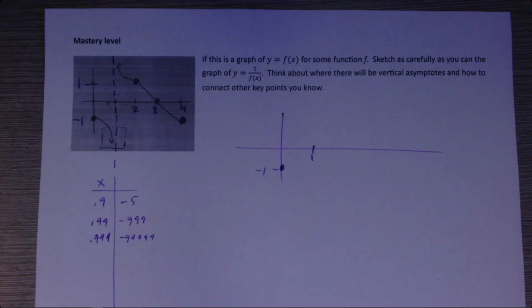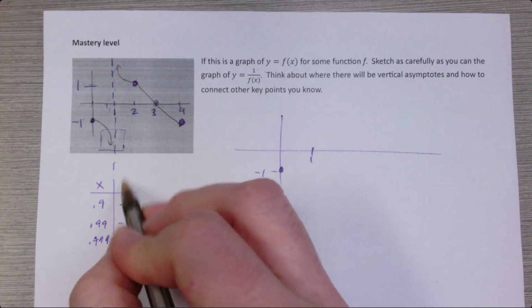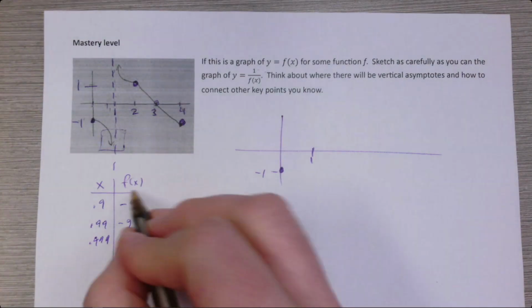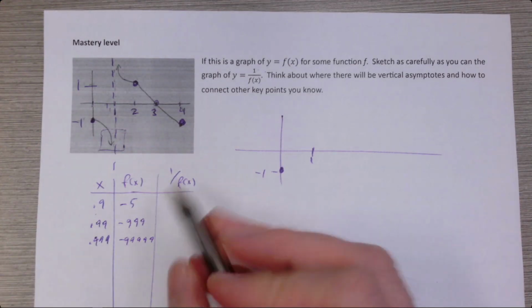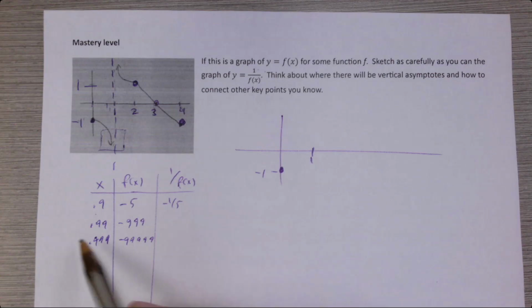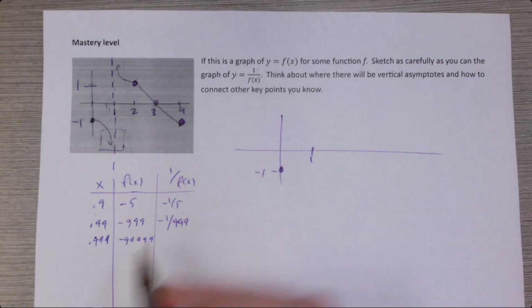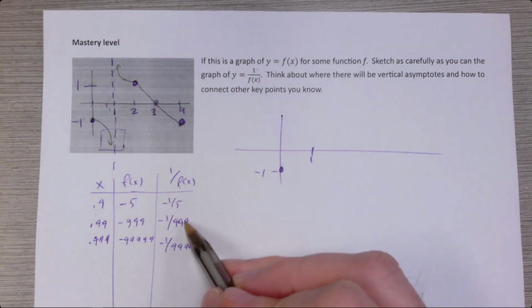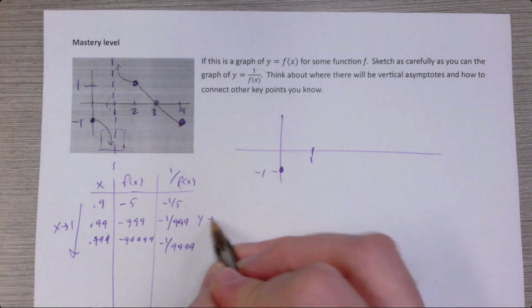Okay, so let's now imagine what would happen if we take those f of x values and we divide 1 by those values. So here, 1 over f of x. All right, so when x is 0.9, we'll have like negative 1/5. When x is 0.99, we'll have negative 1 over 999. Here we'll have negative 1 over 9999. What I'm noticing is these are all negative, but they're getting closer and closer to 0. So what I have is as x is approaching 1, y is approaching 0.